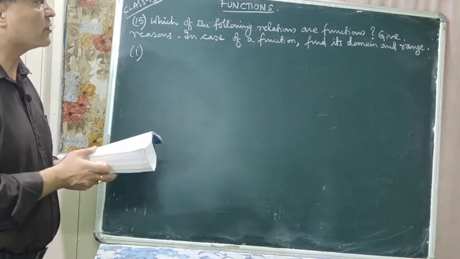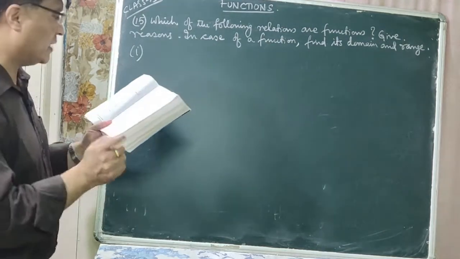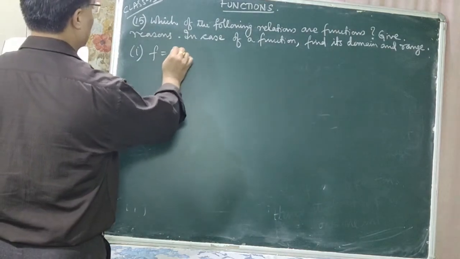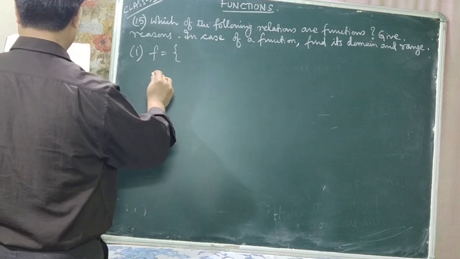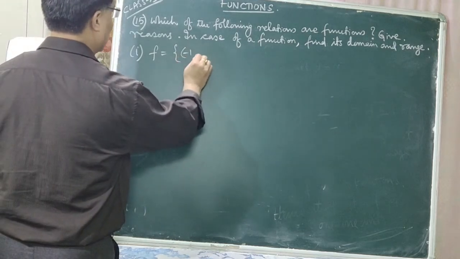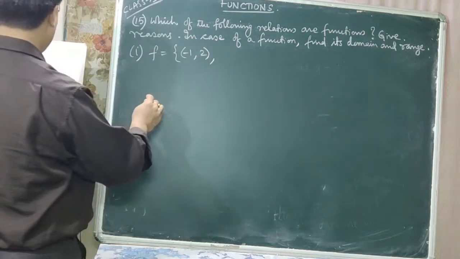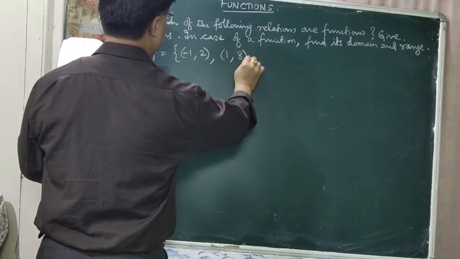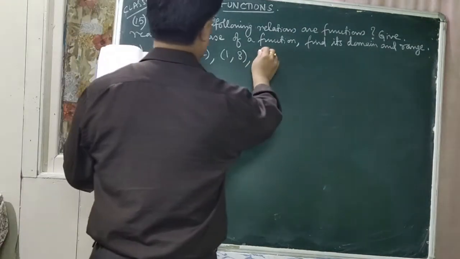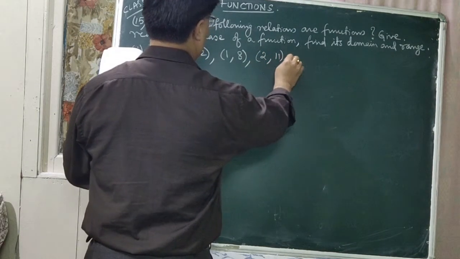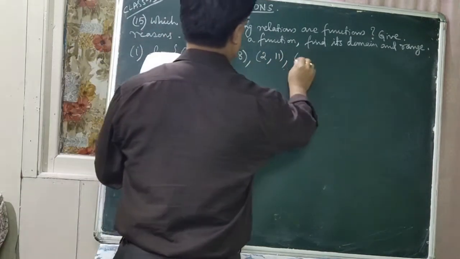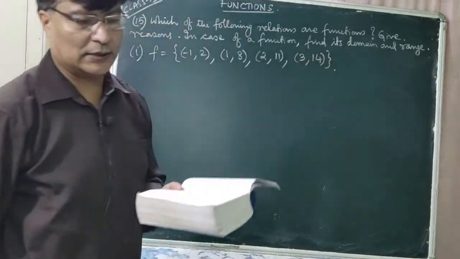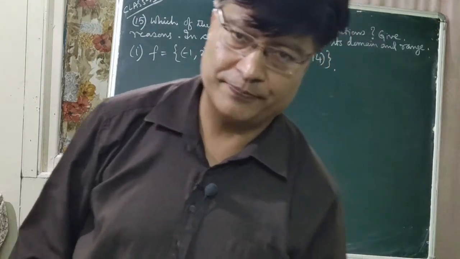So in the case of a function, you have to find out its domain and range. Number 1: f is equal to, given here in terms of ordered pairs, (-1, 2), (1, 8), (2, 11), (3, 14). So these are the given relations.